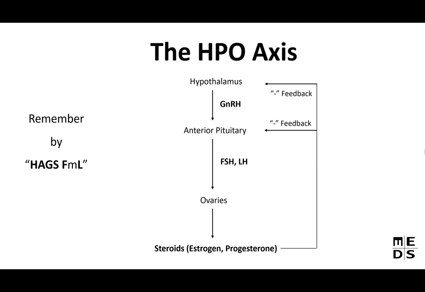And when it does this, it's going to have what's called negative feedback. So when the steroids are actually made, they can go back and tell them, hey, hypothalamus, anterior pituitary, you guys can stop making this. We've got enough down here. Stop sending us orders to make more steroids. So that's essentially how this works.